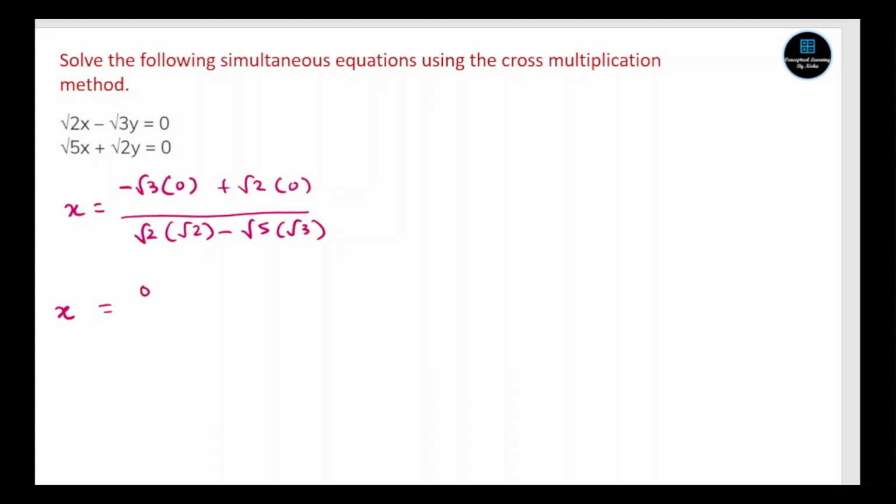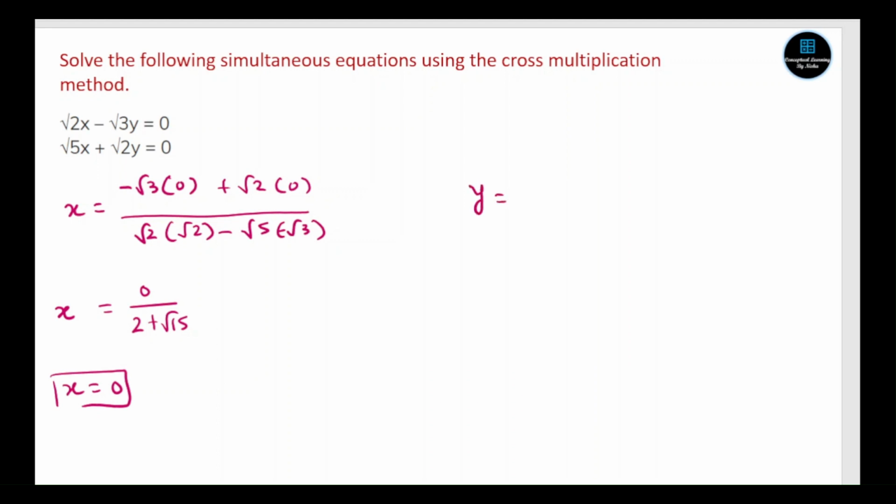So 0 upon this is 2 minus, this is square root of, this is negative, right? So negative, negative, positive. You will get square root of 15. So the denominator is not 0 and the value of x is 0. Perfect. And then the same way for y.